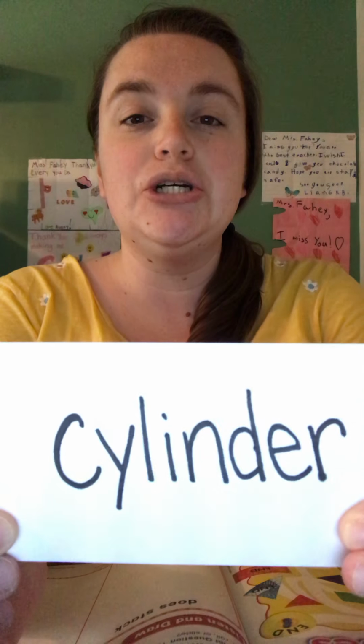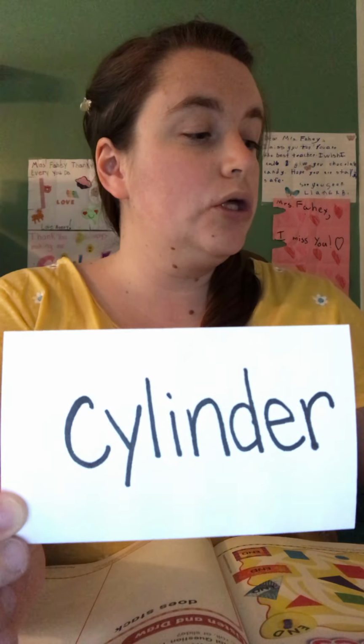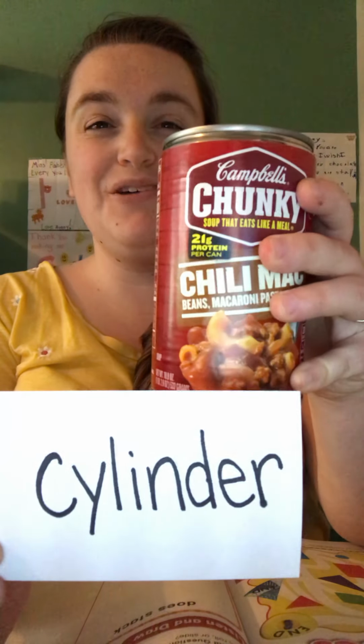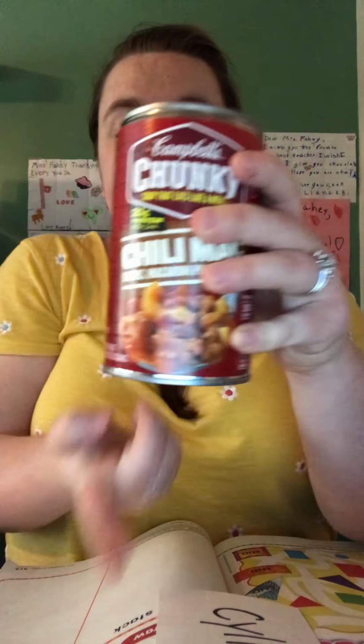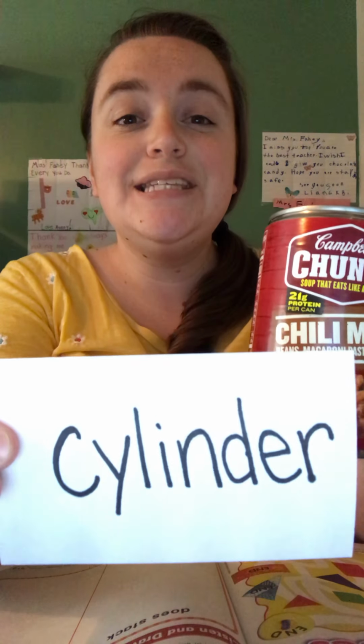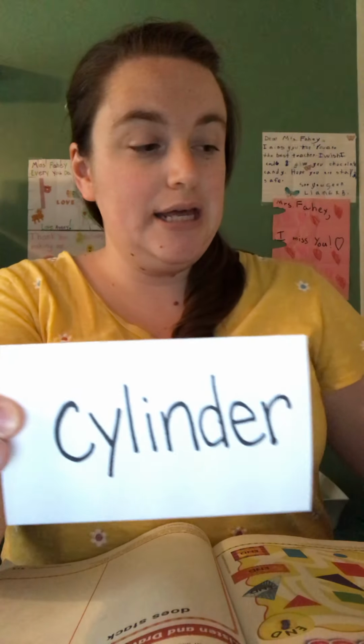The next shape I want to introduce to you is called a cylinder. A cylinder looks like this. It looks like a can of soup. It's got a flat side at the top, flat side at the bottom, but the middle of it is round. If I put this down on my desk, it would roll because it is round. So say cylinder with me. Cylinder. Yep, and it looks like this.